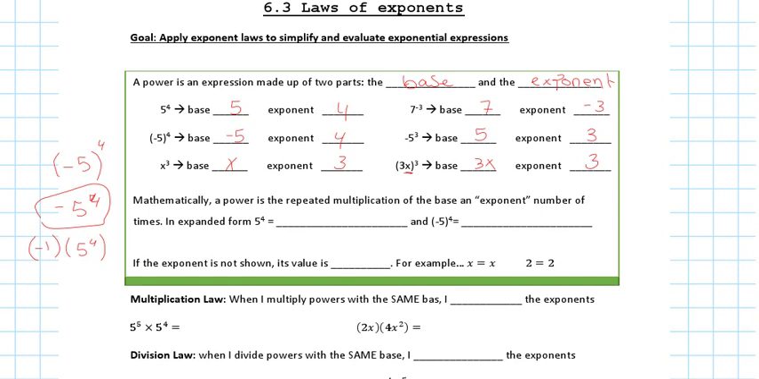Mathematically, a power is the repeated multiplication of the base an exponent number of times in expanded form. So that means when I write 2 to the power of 3, that's 2 times 2 times 2. That's what exponents mean. Now, what would be my expanded form for 5 to the power of 4?